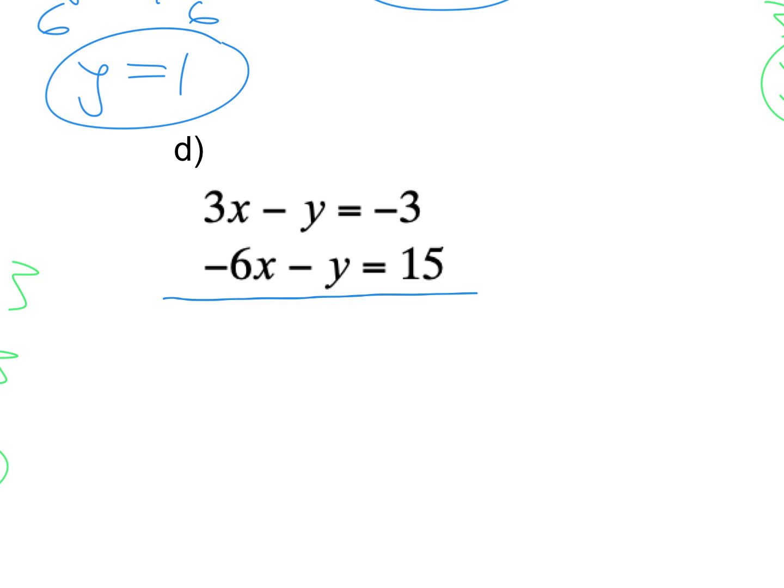I have 3x minus 6x. So that would get me negative 3x. I have negative y and another negative y. So if I combine those, I get negative 2y or minus 2y. And then this will equal negative 3 plus 15, which would be positive 12. So notice I added these equations together, but I still have two variables. So there's something different we need to do with this pair of equations.